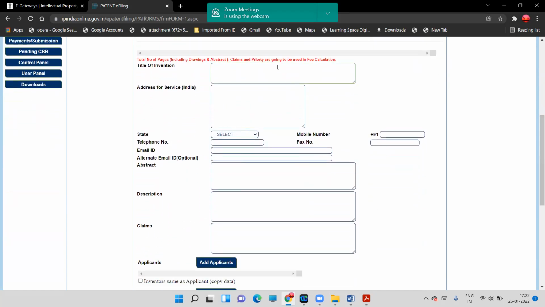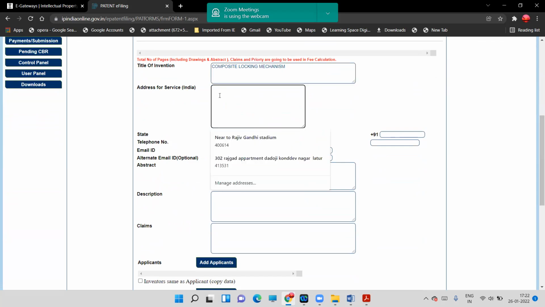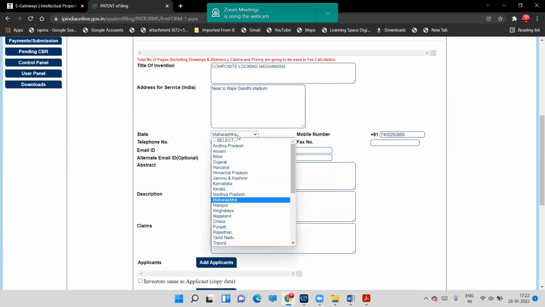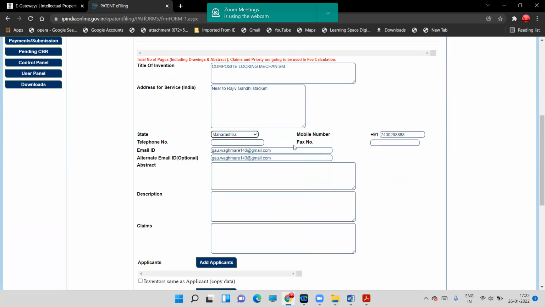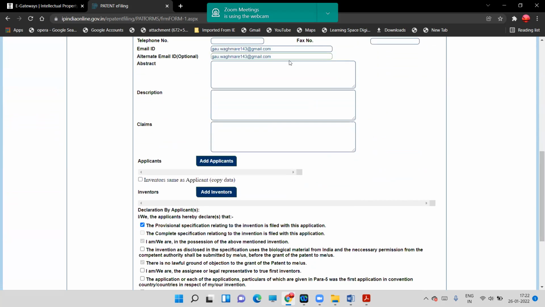सो यहाँ पे पुट कर दो आप टाइटल ऑफ इन्वेंशन कुछ भी जो भी है, सपोज कंपोजिट लॉकिंग मैकेनिज्म, एड्रेस ऑफ सर्विस कुछ तो दे दो, कुछ भी, ठीक है. एब्स्ट्रैक्ट भी डाल दो कुछ भी, ठीक है. डिस्क्रिप्शन वो कॉपी पेस्ट करके डालना पड़ेगा यहाँ पे. और क्लेम्स का it is not necessary but ठीक है. देन ऐड एप्लीकेंट्स में जाते हैं ना.